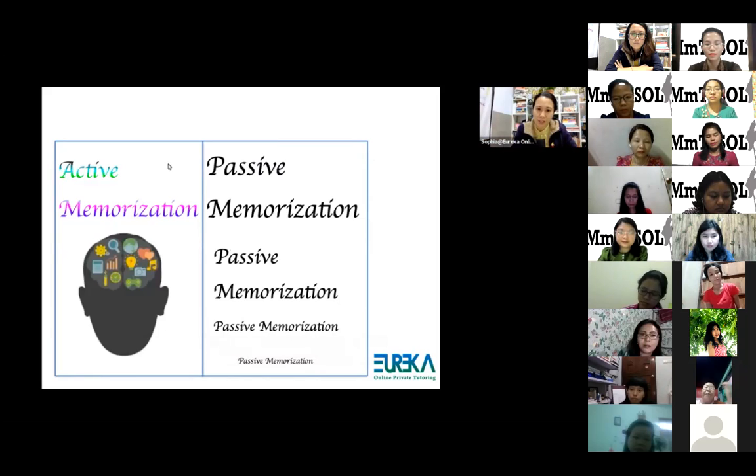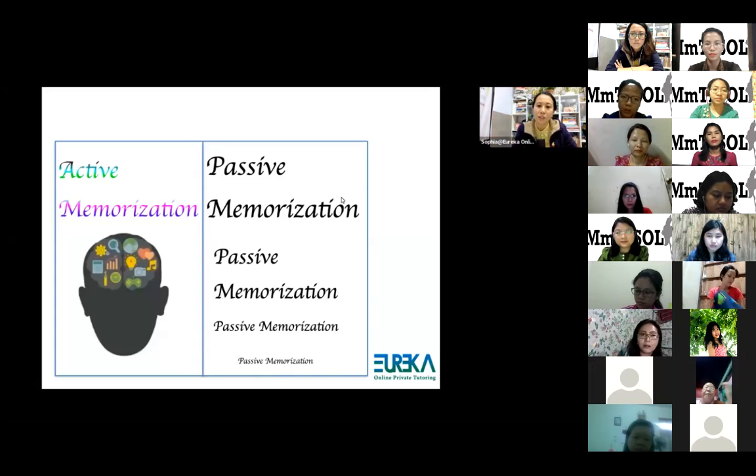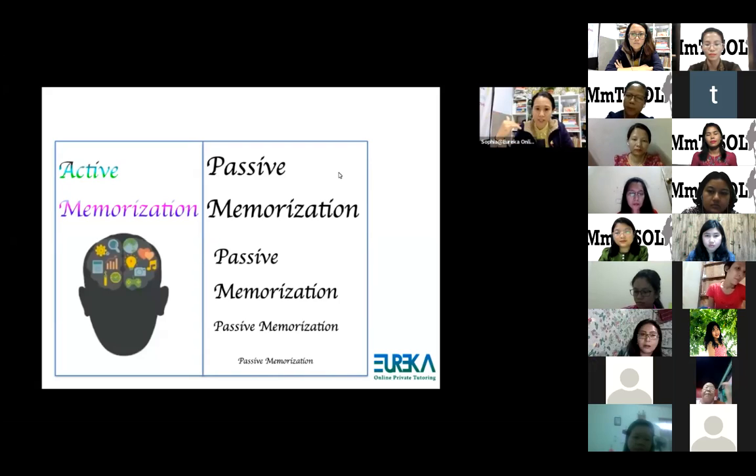However, when you look at this side, the right side, passive memorization, I have shown you some of the big words and then becoming smaller, because passive memorization usually does that to our brain. It's like we are just taking in information in a linear way, to the point that after we finish learning, after we finish doing something, we don't remember.